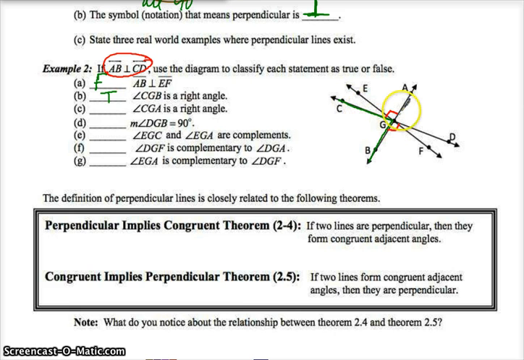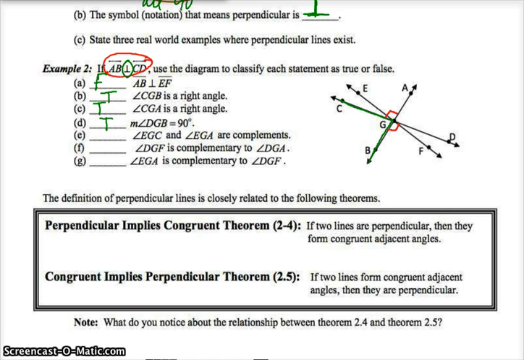Is angle CGA a right angle? Yes it is. That was the definition of perpendicular lines right here. If those two lines are perpendicular to each other, then we know they intersect at a 90 degree angle or a right angle. Is angle DGB a 90 degree angle? Yes, it is. Again, that's the definition of perpendicular lines. If CD is perpendicular to AB, then we know that they intersect at a 90 degree angle.